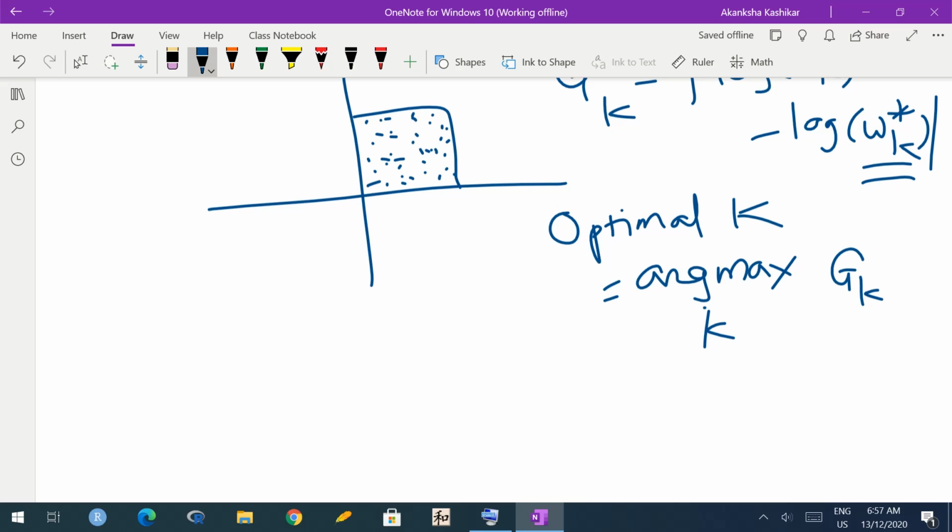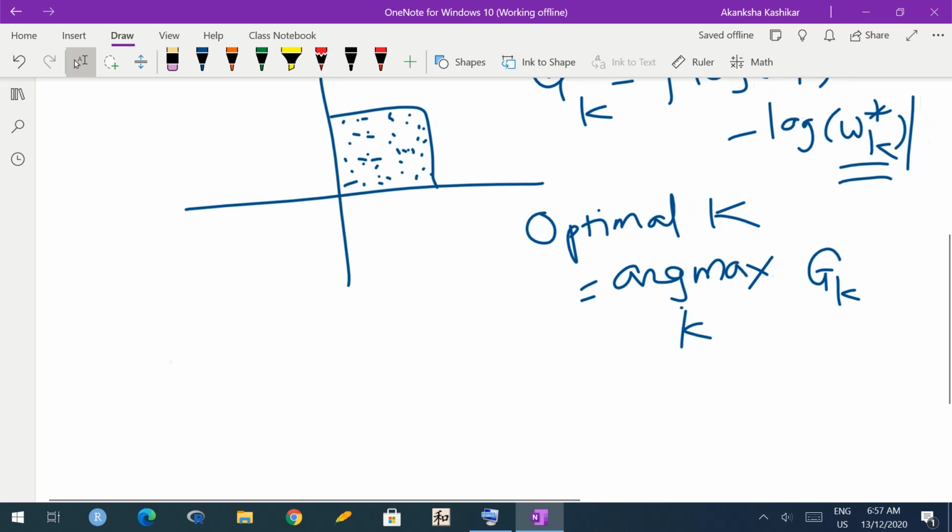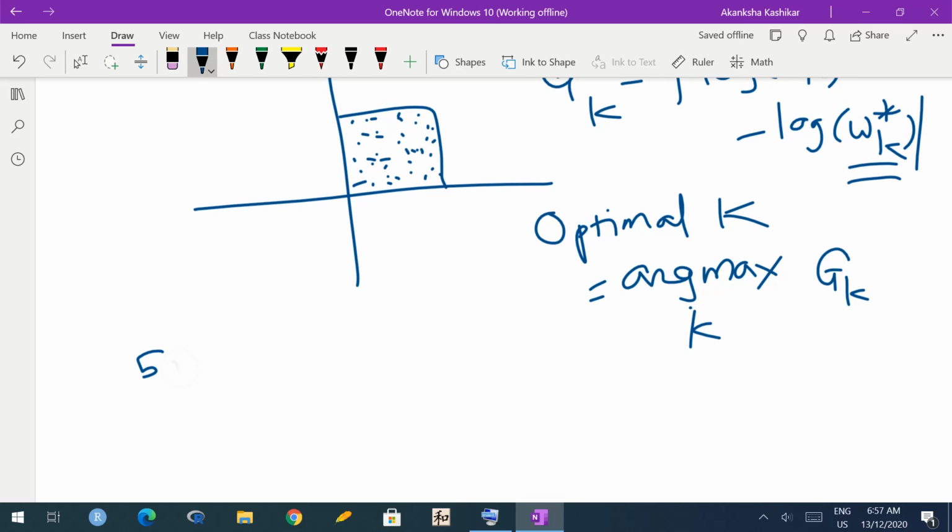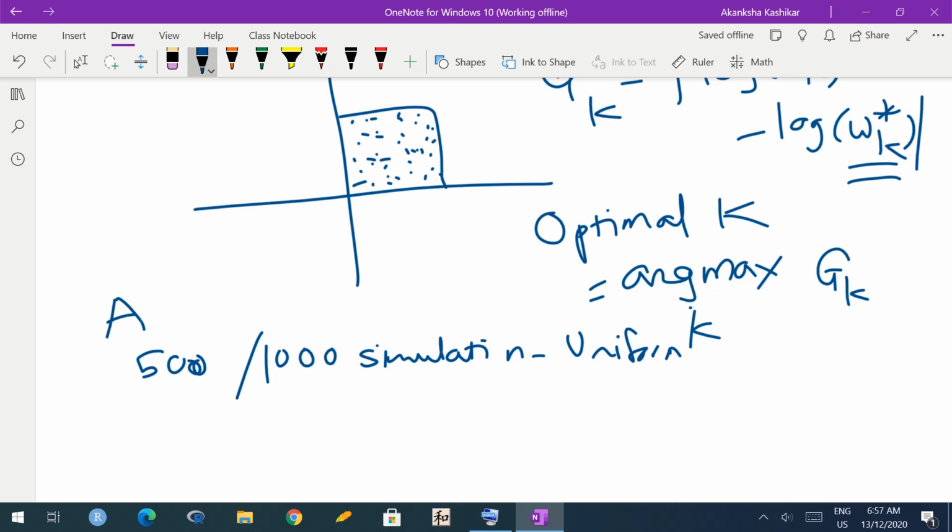This omega k star can be obtained via simulations. You can do say 500 or 1000 simulations, and you can compute the gap statistic. The simulations are of course from the uniform distribution, and every time you compute the statistic, and then the average over all these simulations gives you the final value of omega k star.